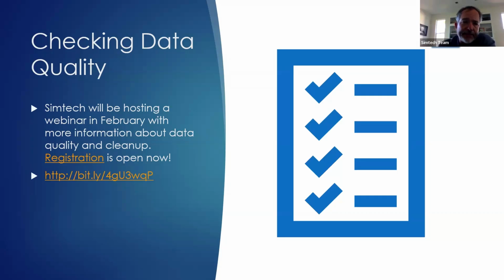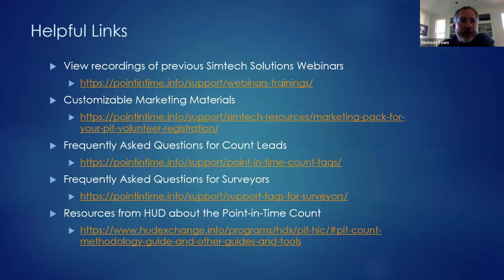After the count's done, we have some post-count data cleanup that may be needed. Things like duplicates, data completion rates, changing locations. And with all that, we'll also start getting into the reporting aspects so you get ready for the HUD submission. All this is on that support page. If you notice the URL, it's pointtime.info/support and then the thing. If you just go to the support page, you'll see all of this there.